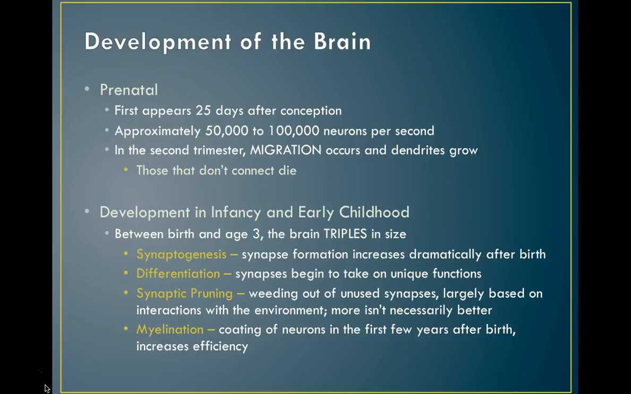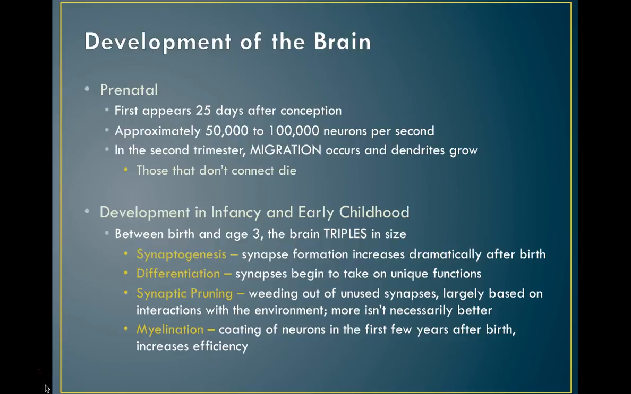After the baby is born, between birth and 3 years old, the brain actually triples in size. And what's going on here are several processes. You have synaptogenesis, which is where synapses are formed, and this is increasing dramatically after birth. You also have differentiation, which is where the synapses begin to take on their own functions.